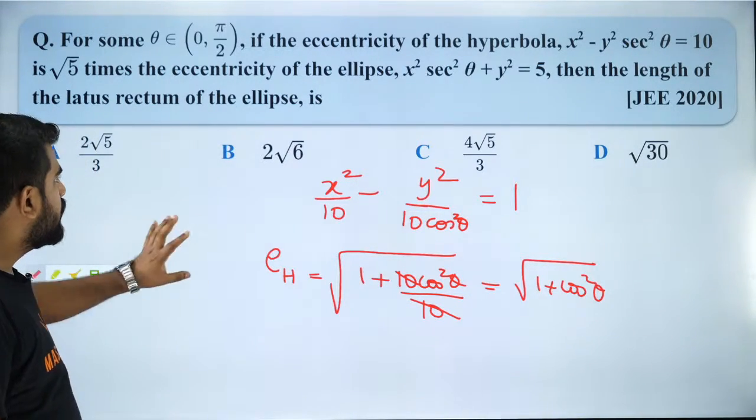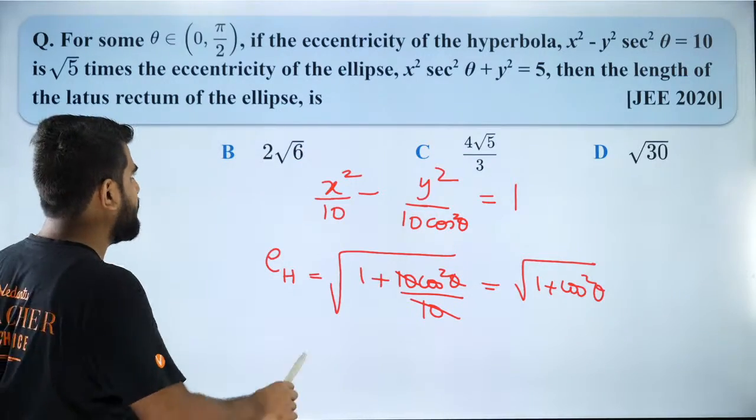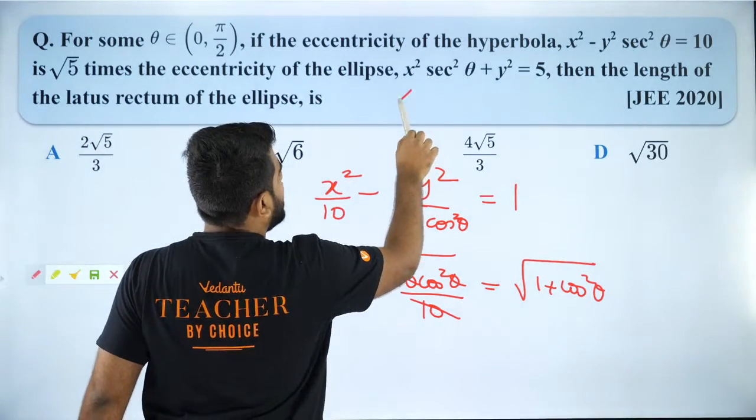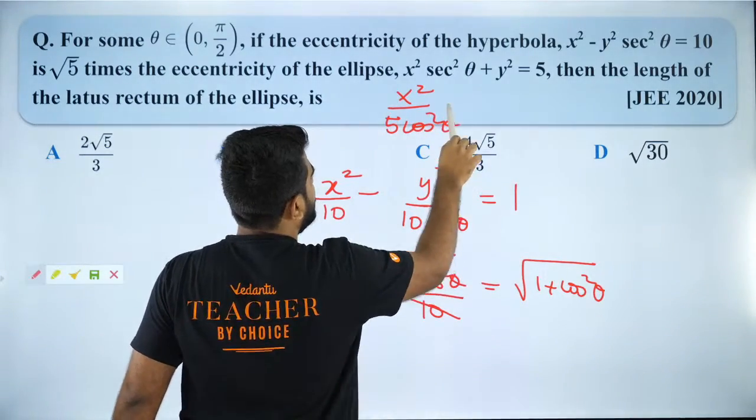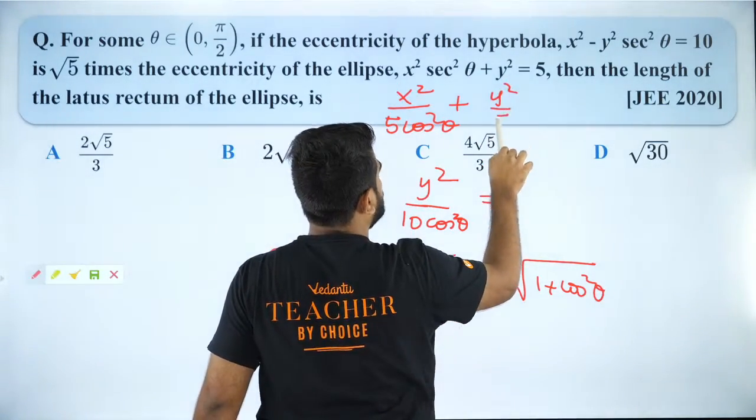Got it? So now people, let's do the same thing for ellipse. So I have ellipse is what? X square by 5 cos square theta plus y square by 5 equal to 1.